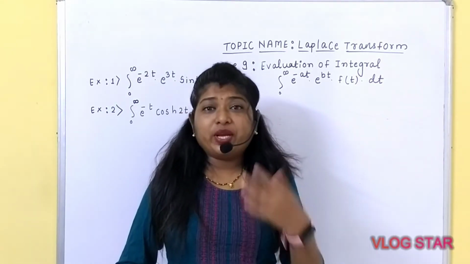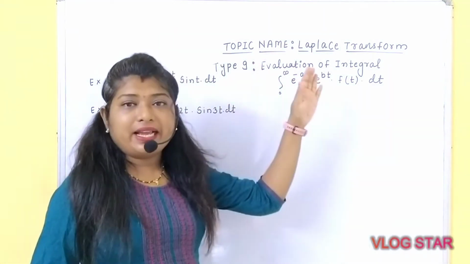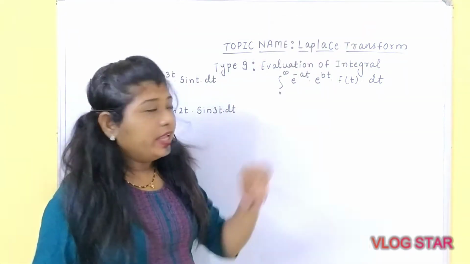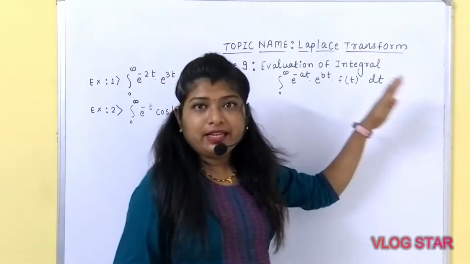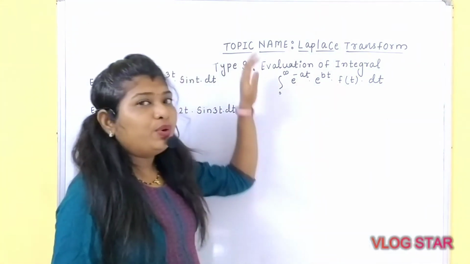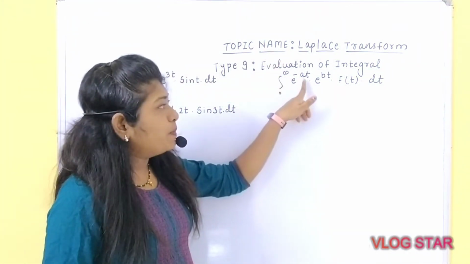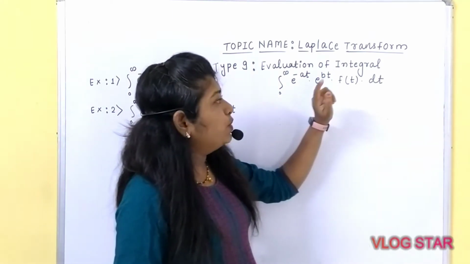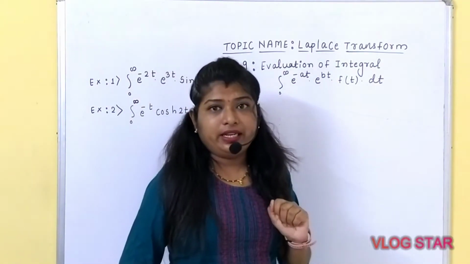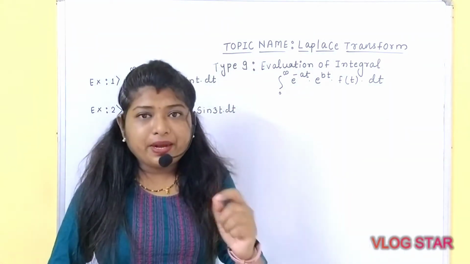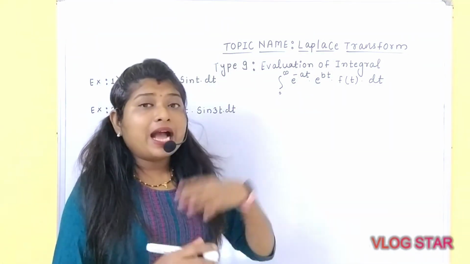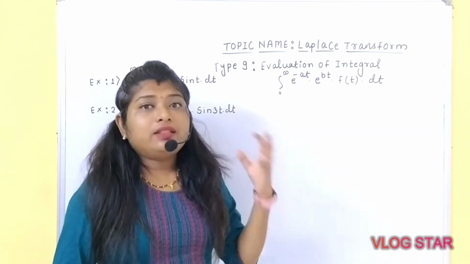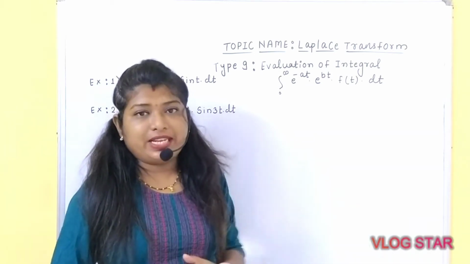In today's video, we are going to learn type number 9 related to Laplace transform. Evaluation of integral: integration from 0 to infinity of e raised to minus at into e raised to bt into f of t into dt. If the given example is in this format, then how are you going to find the Laplace transform of the given example?